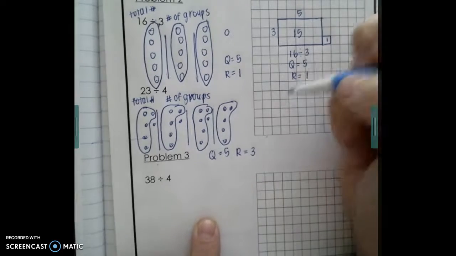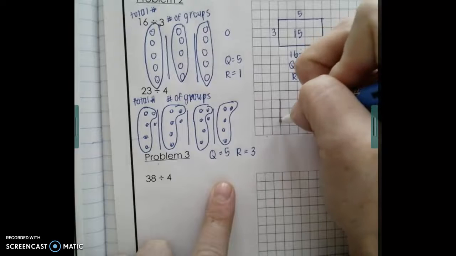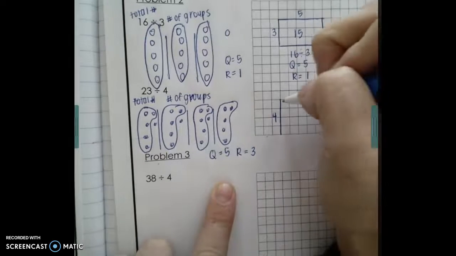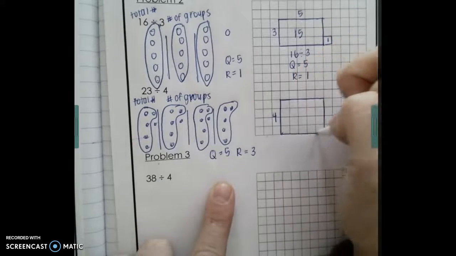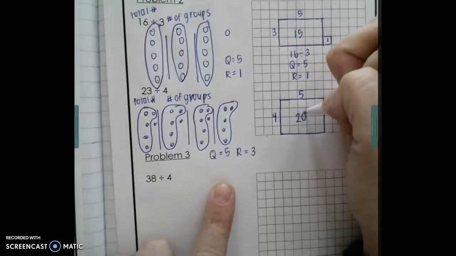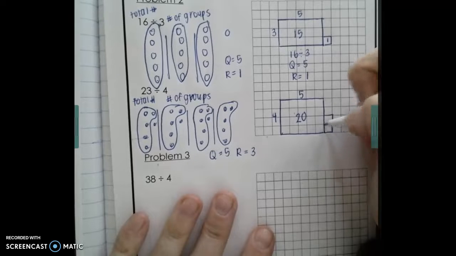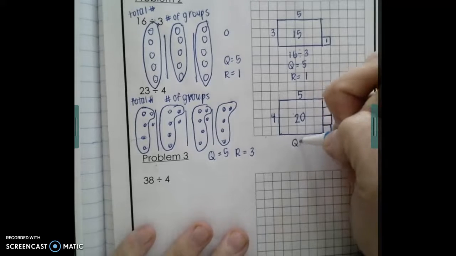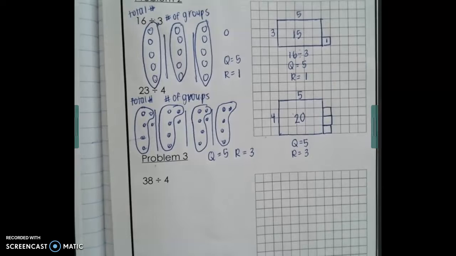So when you draw your area model, I'm going to draw my 4 on the outside. That's what we were multiplying by. 1, 2, 3, 4. And then this time I had 5 that was even in each group. I'm going to close off my boxes. So 4 times 5 would be 20. And then we have those 3 remainders. So I'm going to draw 3 remainders, 1, 2, and 3 on this side. So our quotient was, what was in each group? 5. And our remainder this time was 3.